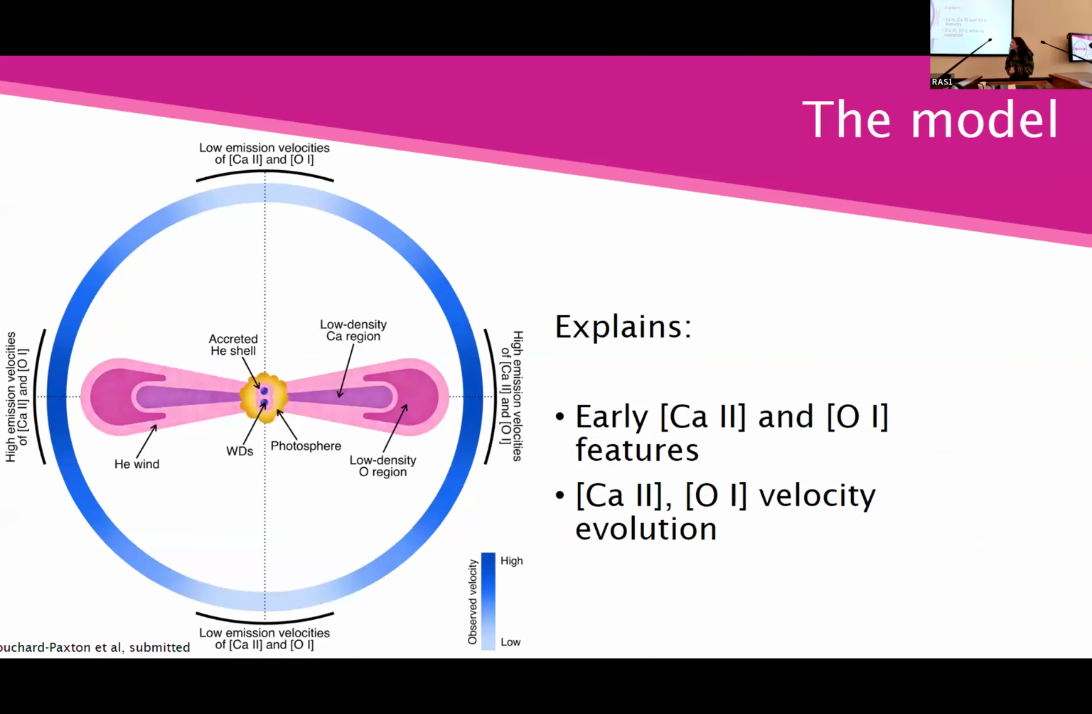So not only does this model explain the presence of these early forbidden calcium and oxygen-1 features that previously could not be explained, it also explains the velocity evolution, because initially you'd expect to see these nebular forbidden emission line features have the velocity intrinsic to these external low-density regions. And then as the ejecta expand and mix in and the photosphere recedes, these would instead be dominated by the 0 velocity intrinsic to the supernova itself, which explains why it goes from a higher velocity to a lower velocity.